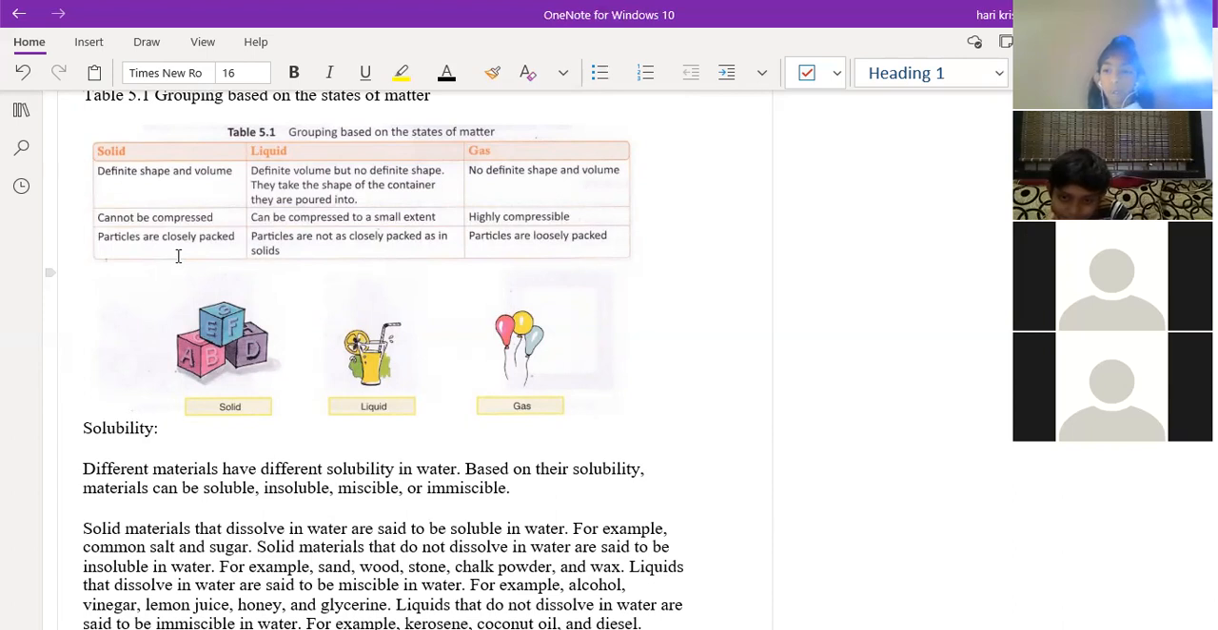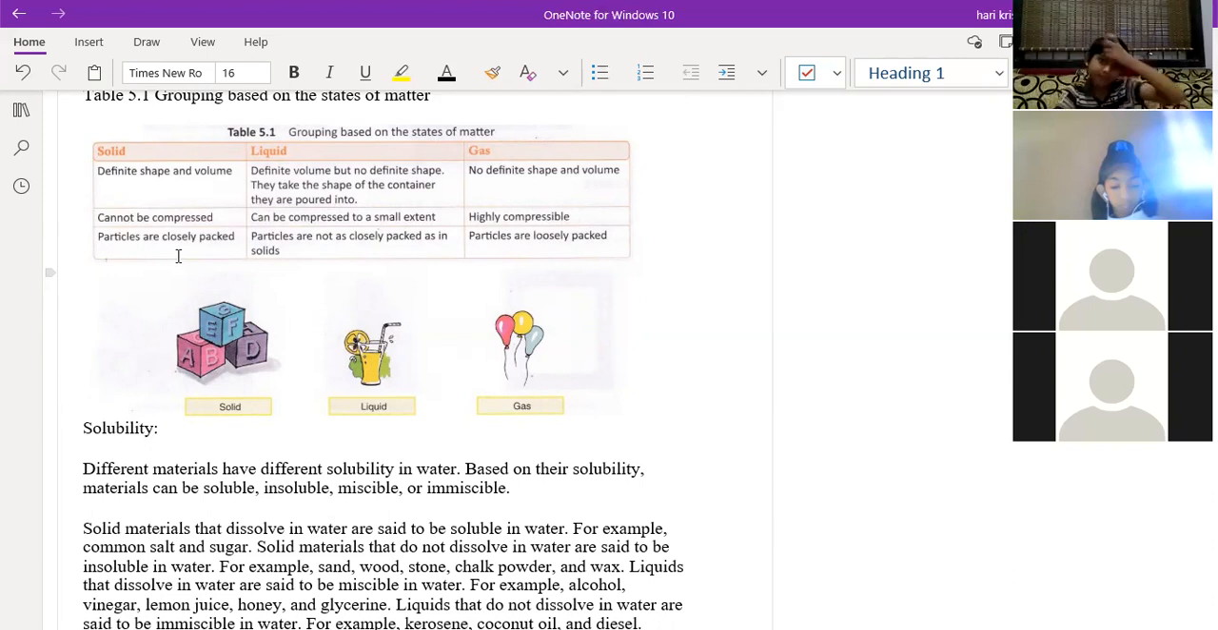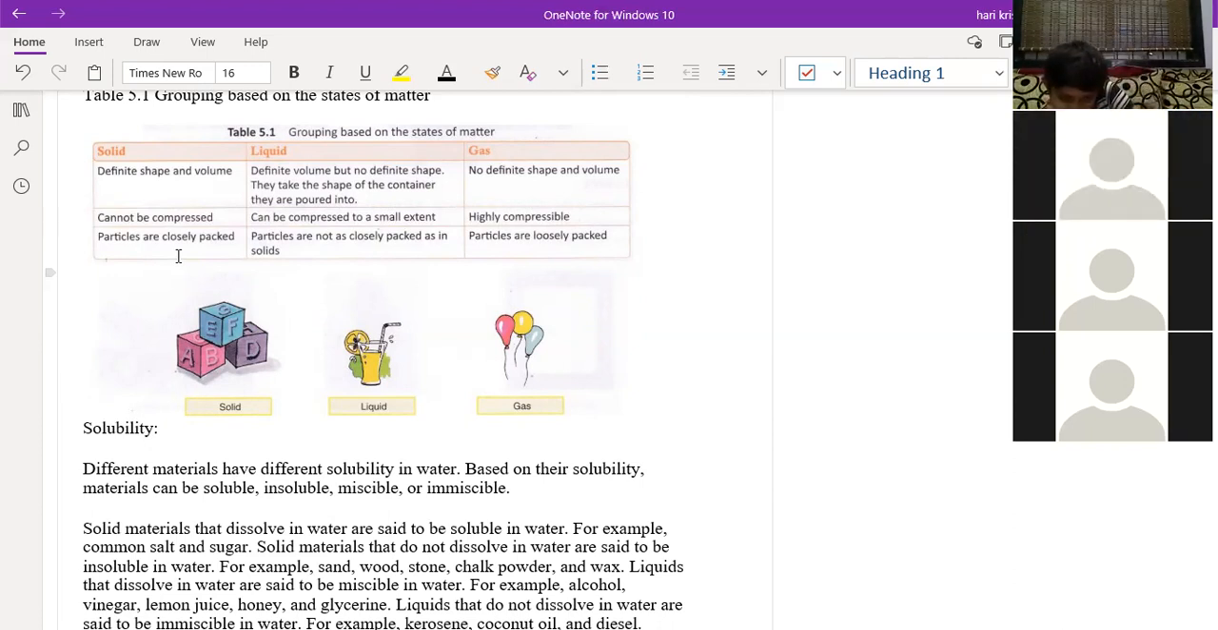So the important properties: solids have a definite shape and a definite volume. Solids cannot be compressed easily. Yes or no? If you apply some force on solids, they will not compress easily. Whatever particles are in the solid are very closely packed with each other. They will not move from one place to another at all. There is no empty space between them, so they will not compress at all.